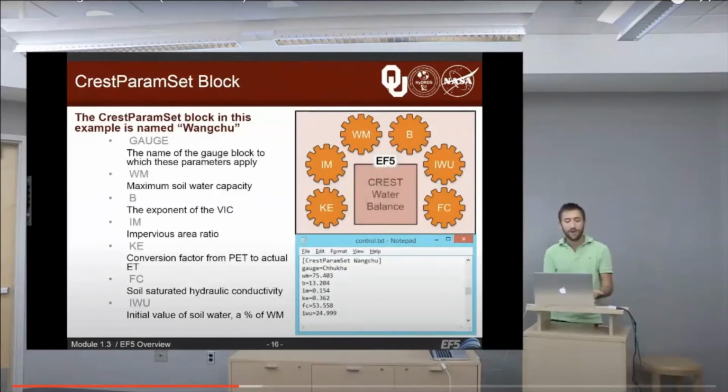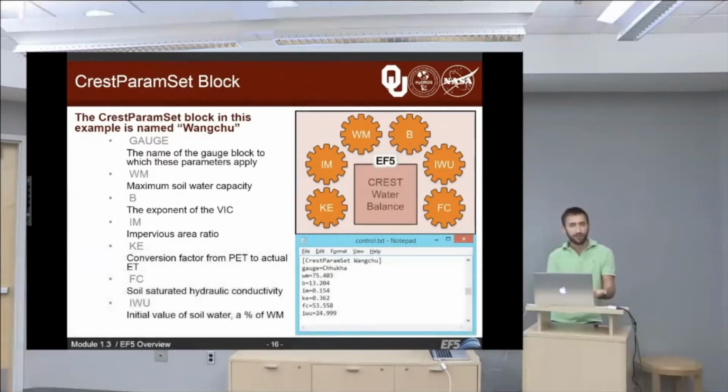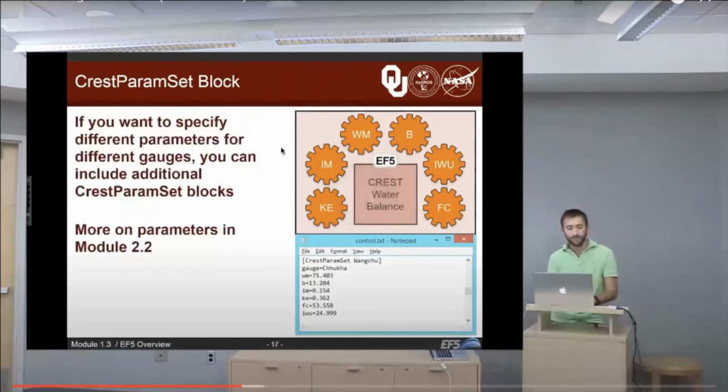Tenemos que IM es la relación de área impermeable. KE será el factor de conversión del PT al factor de conversión ET real. Soil saturated hydraulic conductivity, and then IWU, which is an initial parameter or something that the model uses when it's first warming up. FC es la conductividad hidráulica saturada del suelo. Y WU es el valor inicial del agua en el suelo, que es un porcentaje de WM.